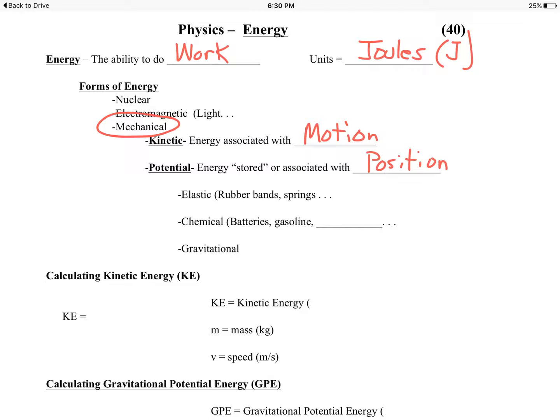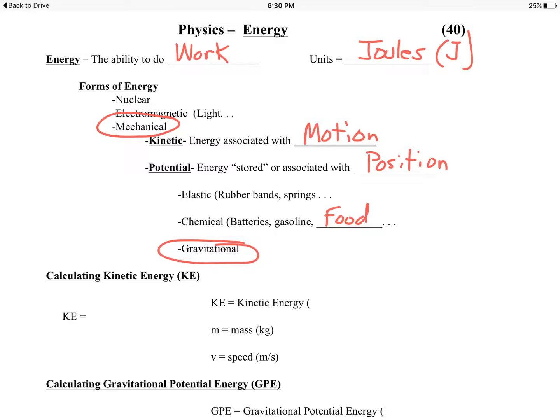There's elastic potential energy, like when you stretch out a rubber band or a spring. Chemical potential energy, like in batteries, gasoline, food. We're not going to take a close look at those, but we will take a close look at gravitational potential energy, and I'll define that in a second. But let's go back and talk about kinetic energy in particular.